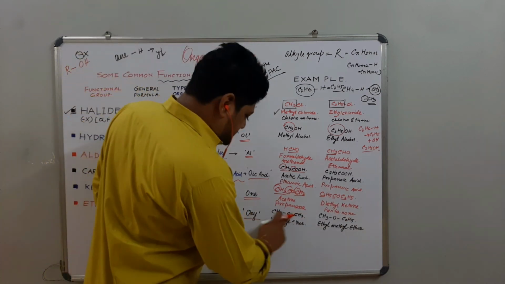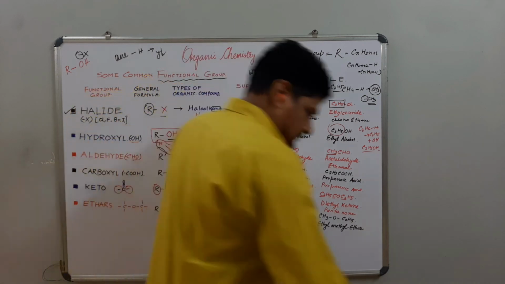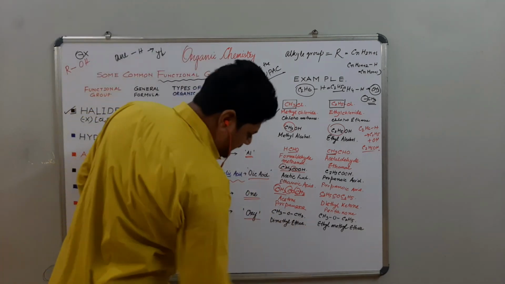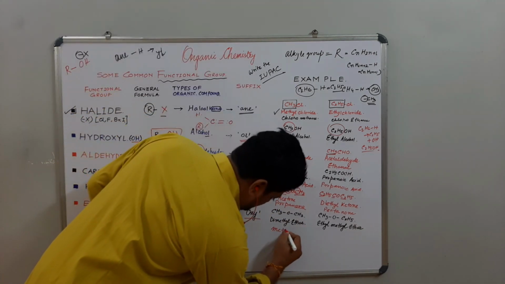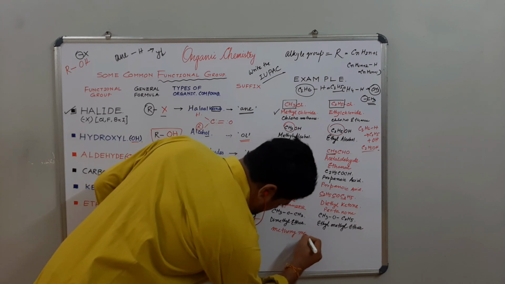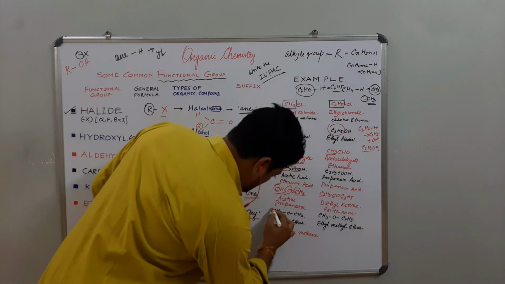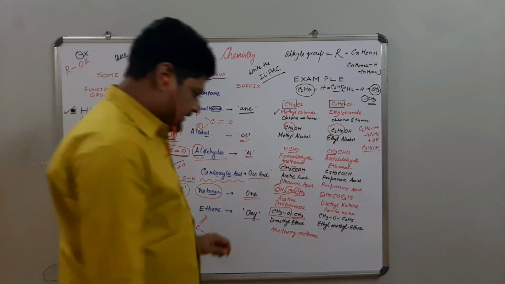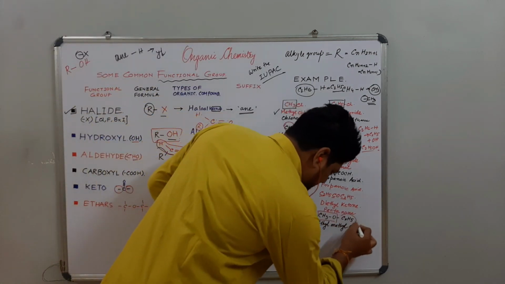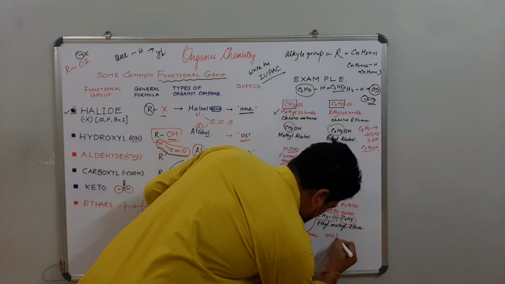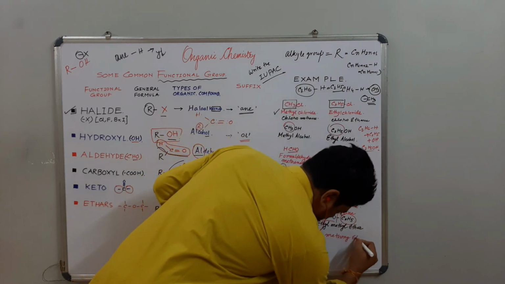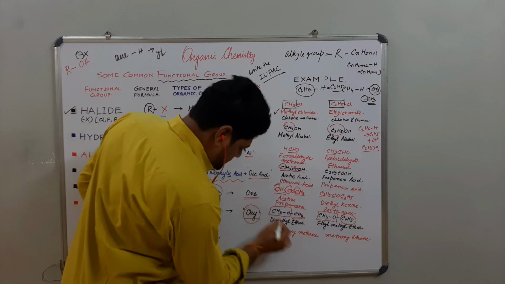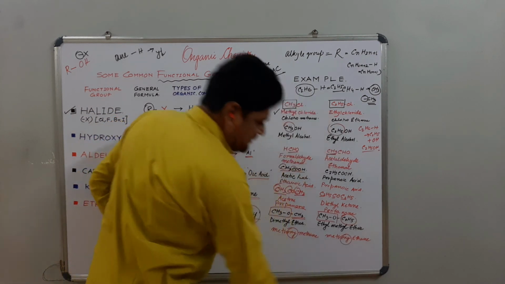Like CH3OCH3, that is dimethyl ether. This is dimethyl ether, or methoxymethane, its IUPAC name. Oxygen becomes methoxy, and methane is associated with it, so it becomes methoxymethane. Here methoxy is associated with ethane, so methoxyethane is its IUPAC name. Okay, oxy is the suffix we use.